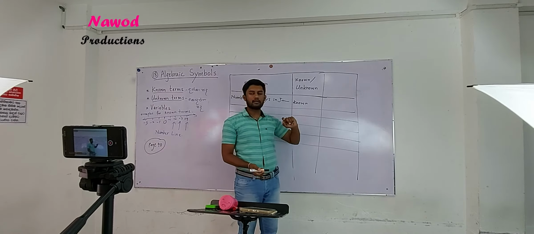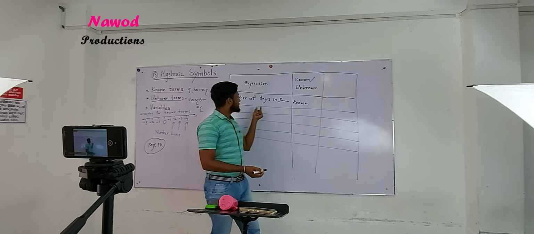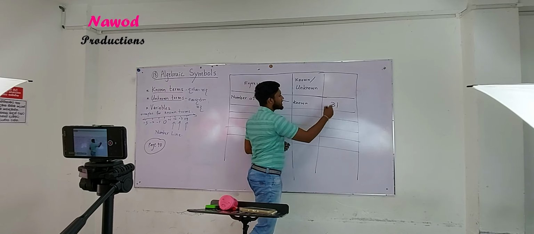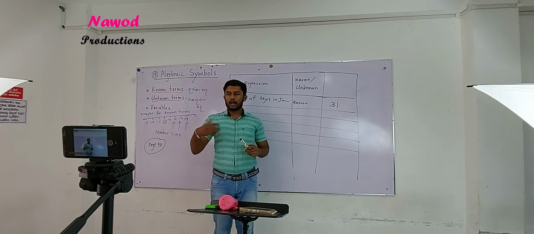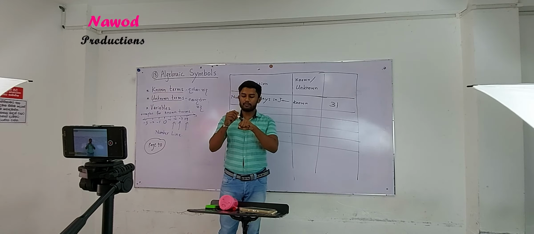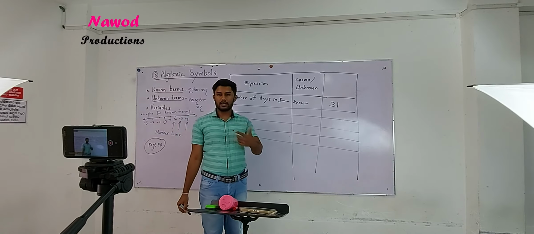Known terms. What are the known terms we have? Yes, the number of days in January, 31. Yes, what is the current month at present? What is the date today? Today is 2nd of November. Then how many days are there in November? January, February, March, April, May, June, July, August, September, October, November, December. November 30. Yes, in this month we have 30 days, right?